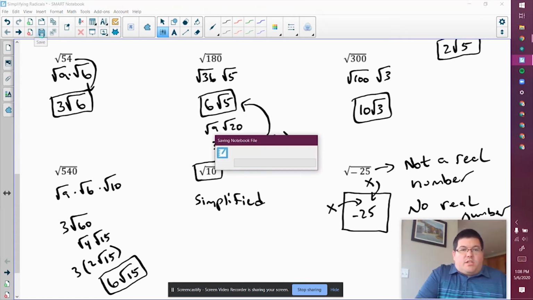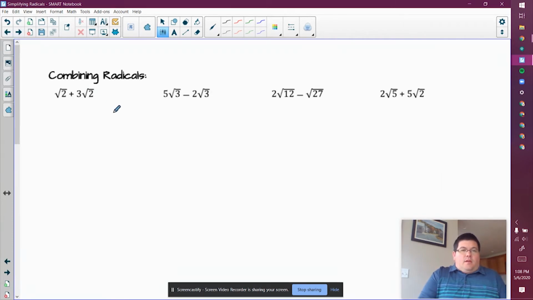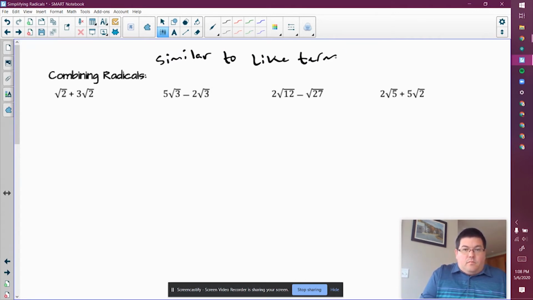So that's reducing radicals. Now let's take a look at the back and see how we can work with these numbers. Combining radicals is very similar to combining like terms. Okay? Radicals will only go together if the radical matches. Okay? We could think of like radicals as we would like terms.